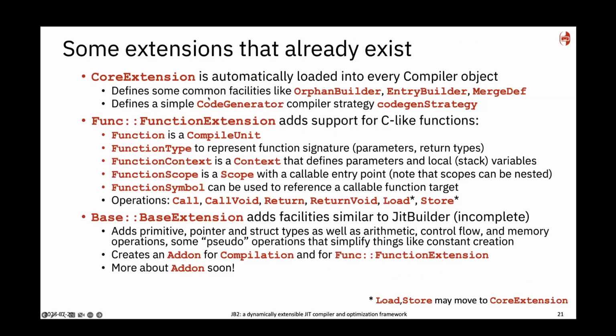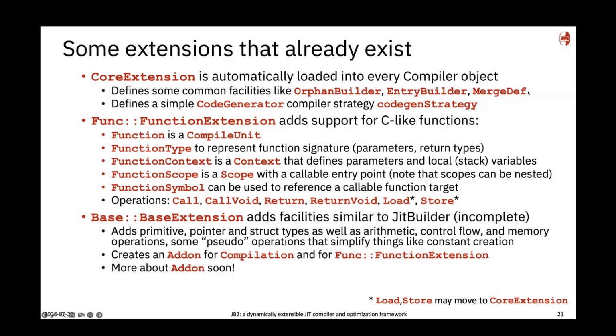Some of the common facilities are things like Orphan Builder, which is a way of just allocating a builder object to start doing stuff with. Entry Builder is how you allocate a builder specifically for the purposes of being an entry to a compile unit. It's not very different, but it has that specific purpose.